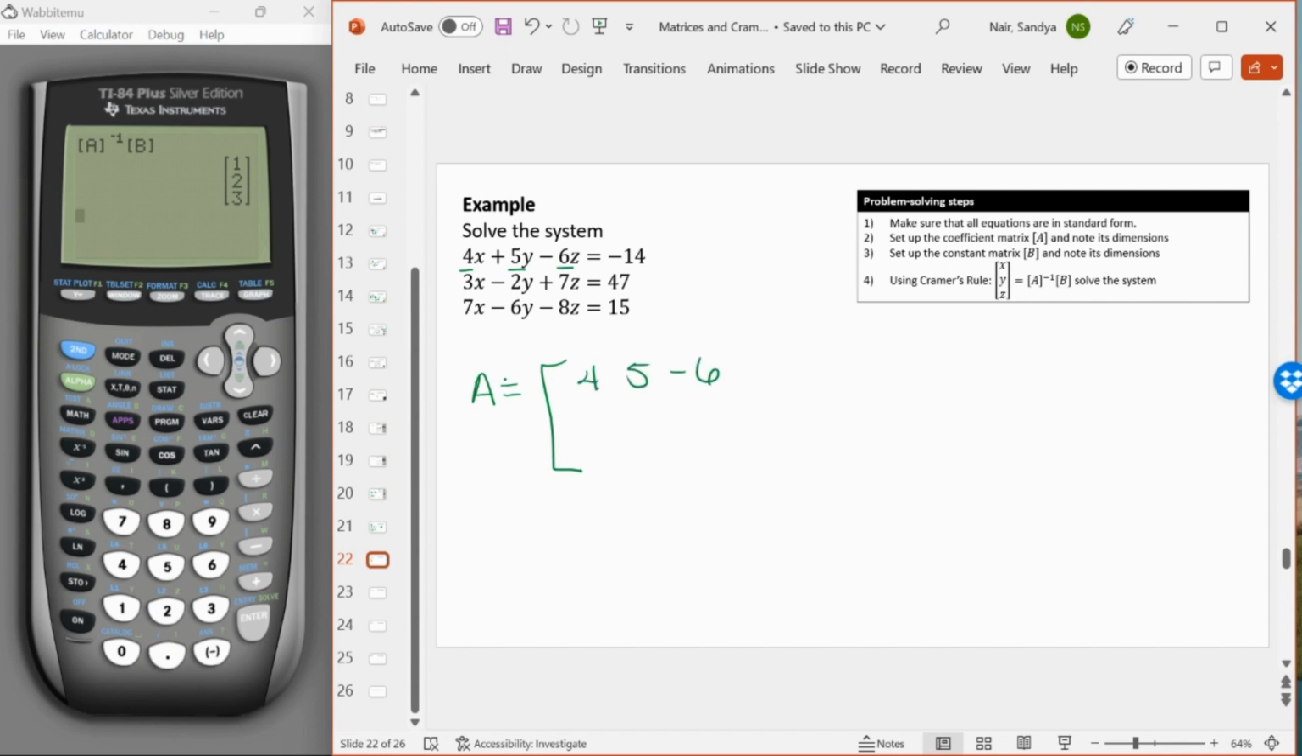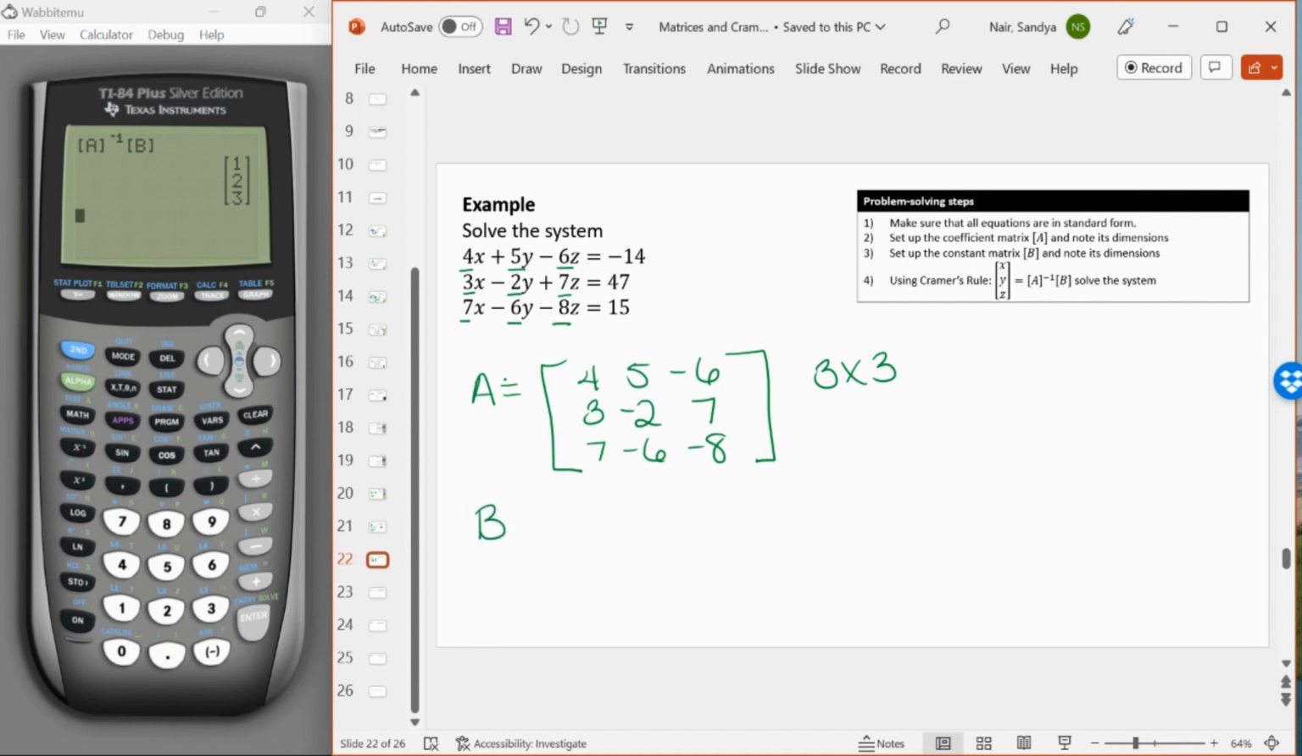I'm going to go to the second equation to get my second row. So I have 3, negative 2, and 7. And my third row is going to be my third equation. So I have 7, negative 6, and negative 8. Okay, so once again, I have a 3 by 3 matrix.